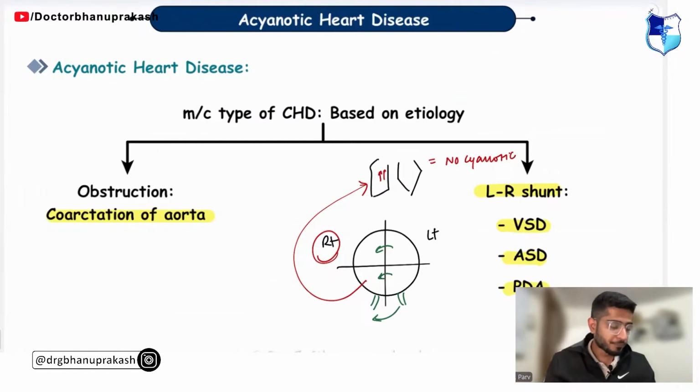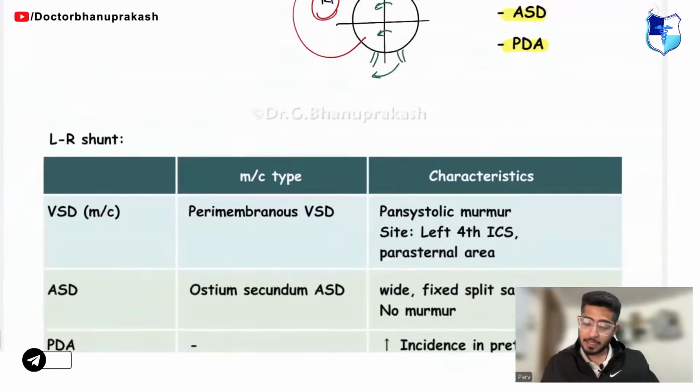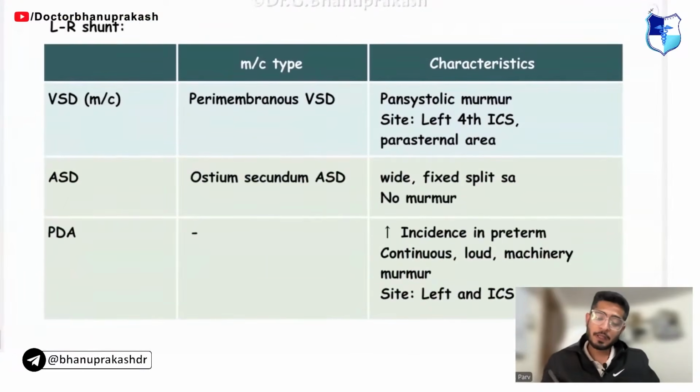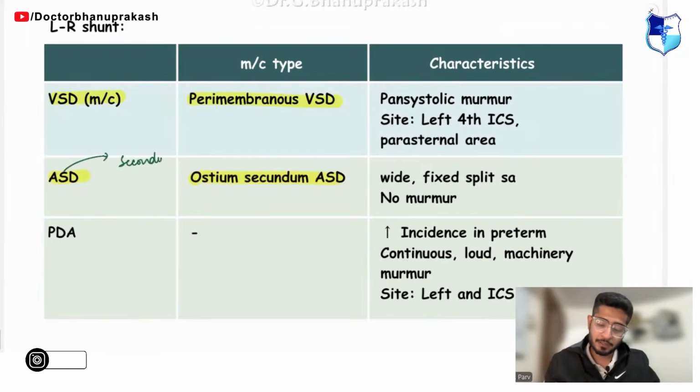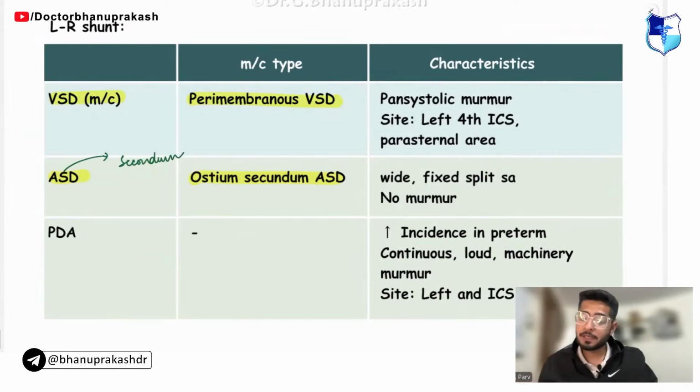Coming on to the next part. In VSD, the question asked is, what is the most common VSD? It is perimembranous VSD. In ASD, which is the most common one? Ostium secundum. So S, you have to remember, S for secundum. This you have to understand.